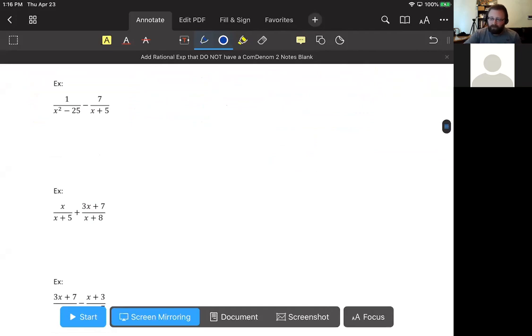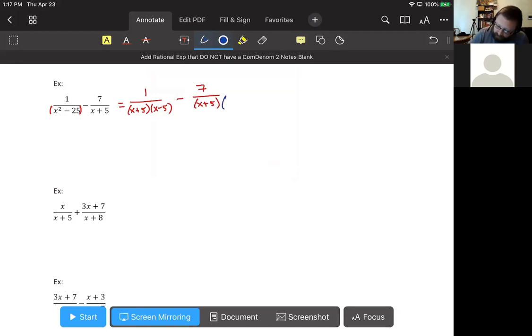Okay, this one is a little bit different, and the main reason it's different is because we have a difference of 2 perfect squares in x squared minus 25. So our first step would be to factor that. That factors into x plus 5 and x minus 5. So that would be the first thing we would need to do, is factor that binomial, that difference of 2 perfect squares. Once we do that, that shows us what our common denominator should be. Our common denominator should be x plus 5 times x minus 5.